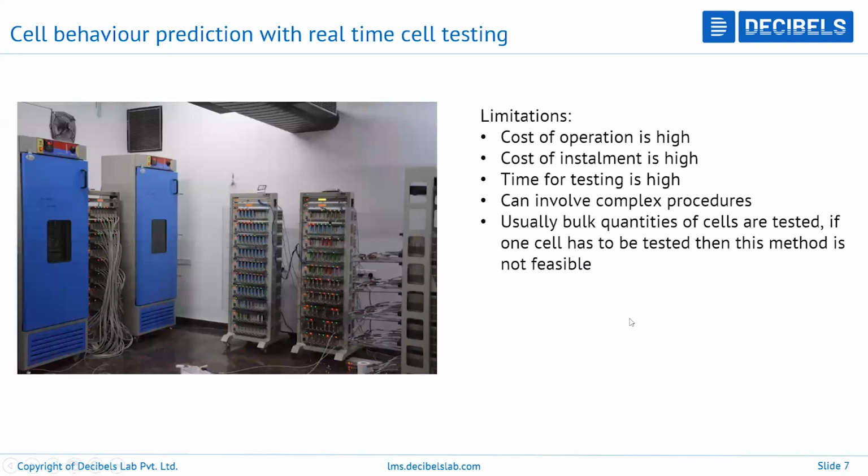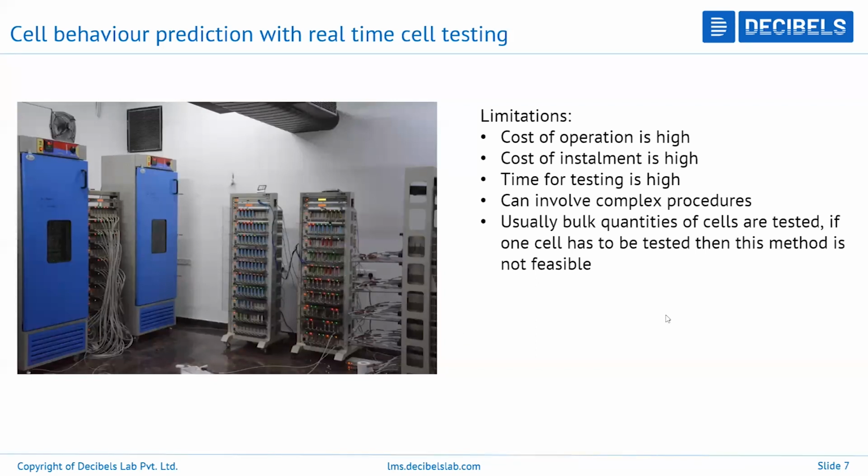So one way to understand cell behavior, or how we can predict or estimate it, is by going through what is called cell testing. Previously we had seen some graphs, like the OCV graph and terminal voltage graphs with respect to varying current and varying temperature. All that has been obtained through cell testing.